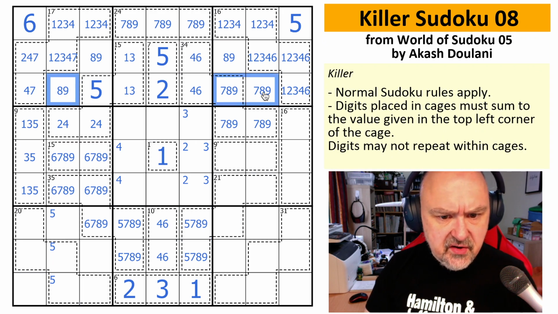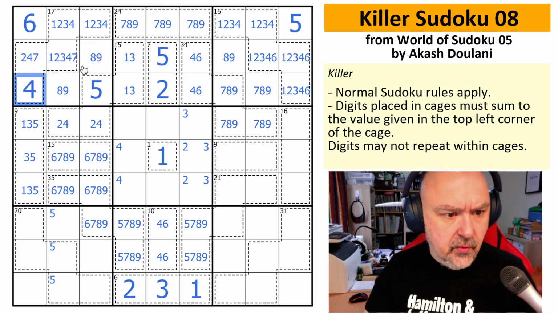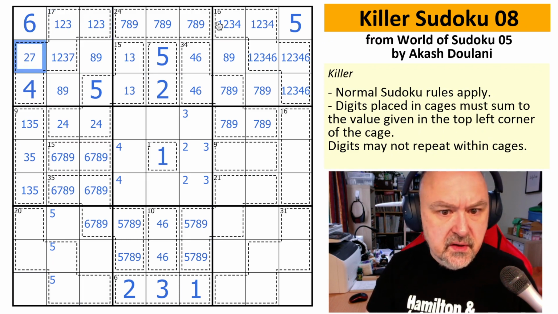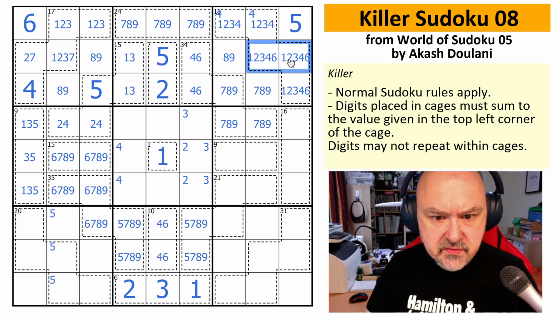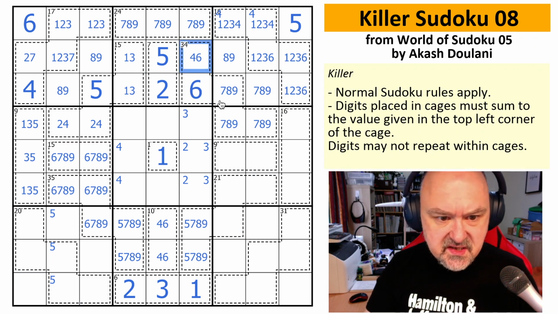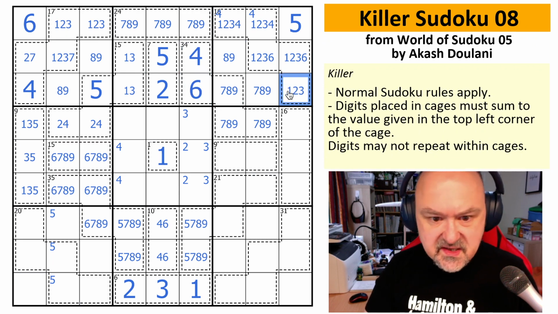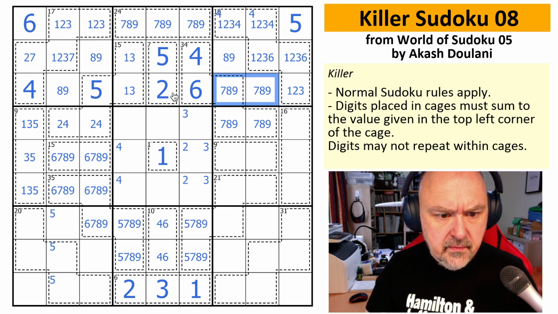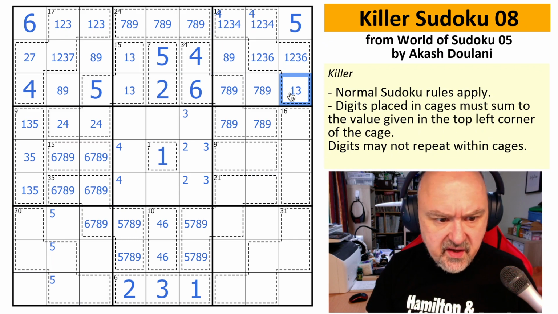This is a 7, 8, 9 triple. So that's a 4. I take 4 out of all of those. 4 now must be in one of those two. So I take 4 out of all of those. That 4 makes this a 6 and this a 4. That takes 6 out of there. This 2 takes 2 out of there.